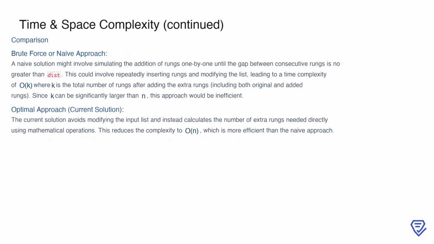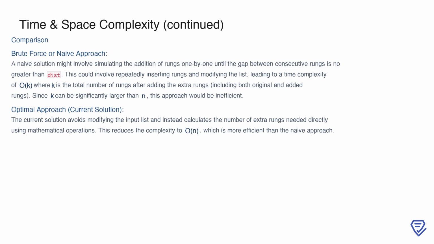When comparing approaches, a brute force or naive approach might involve simulating the process of adding rungs one at a time until all gaps between consecutive rungs are less than or equal to dist. This method would repeatedly modify the list and recalculate gaps, leading to a time complexity of O(k), where k is the total number of rungs after all additional rungs are inserted. Since k can become significantly larger than n, this approach becomes inefficient for large inputs.